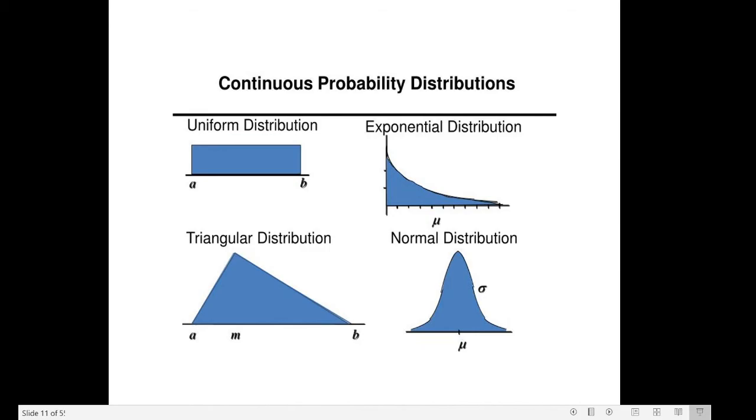For example, in an enzyme activity calculation, the enzyme shows higher activity at a particular point, and after that it reduces. That is the exponential distribution. Likewise, we can calculate the normal distribution and triangle distribution in life science experiments.